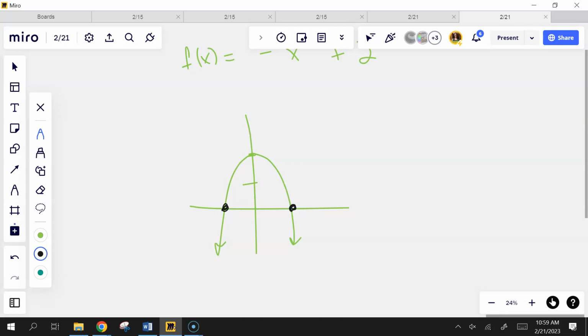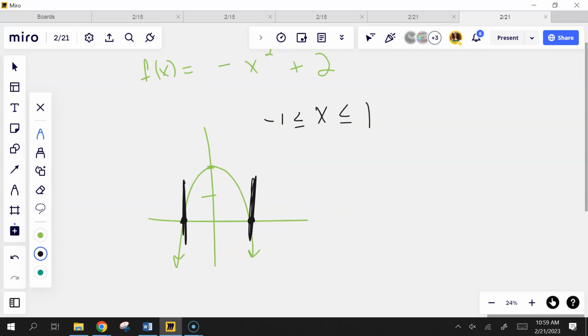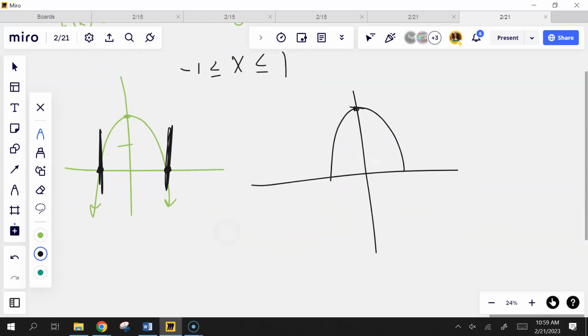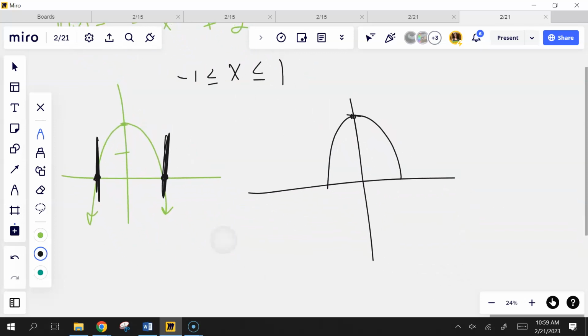So maybe I want my restrictions, I'm going to set up domain restrictions so that it cuts off that part of the graph. So maybe I say I want x to be between -1 and 1. And so on my picture, I would only have this part of the graph. And then maybe I come in and I'm going to show you how to do it on Desmos.